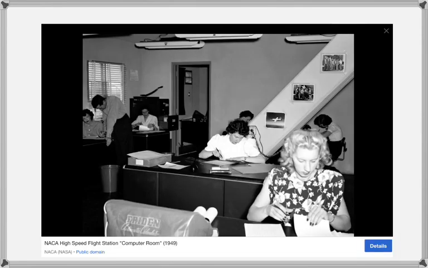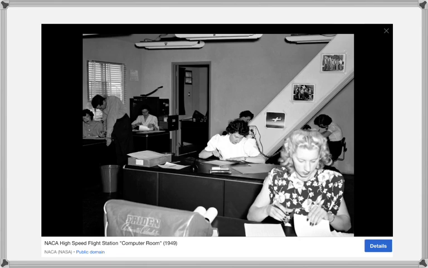Okay, let's look closer at this. So here I've blown up this picture of a group of computers in the Naka high-speed flight station. This is from the computer room in 1949, as we see from the caption in the lower left. Okay, so this is an area where we have several computers, or we could think of each of them as operating inside of a system. They have things they use to get their work done. They're part of the process. So we'll refer to all that stuff as a computer system.